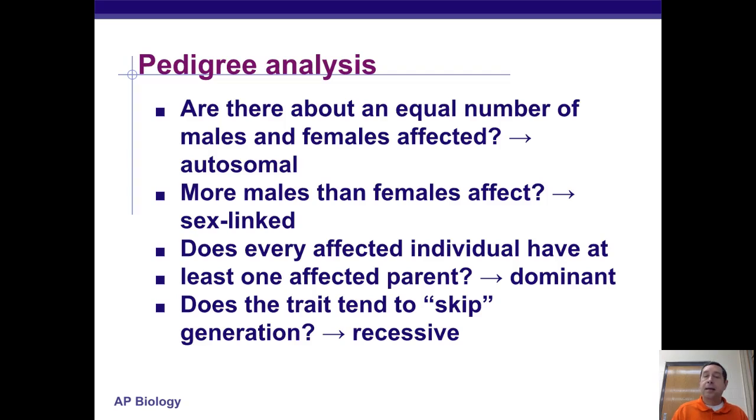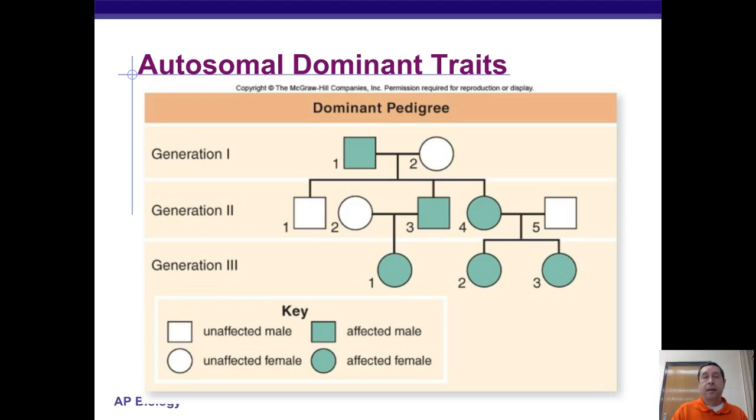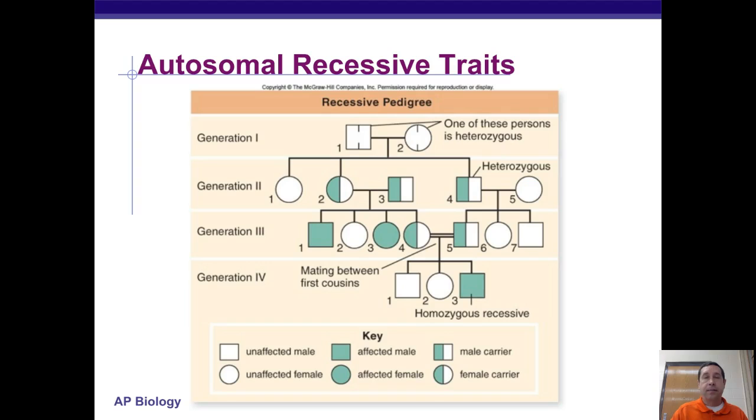Does the trait tend to skip? Now, it doesn't necessarily always skip, but does it tend to skip generations? Then it's a recessive trait. So here's an example of an autosomal dominant trait and what we would see in the pedigree. You see every affected individual has at least one affected parent, and there's about an equal number of males and females. Certainly not more males than females. So this would be autosomal dominant inheritance.